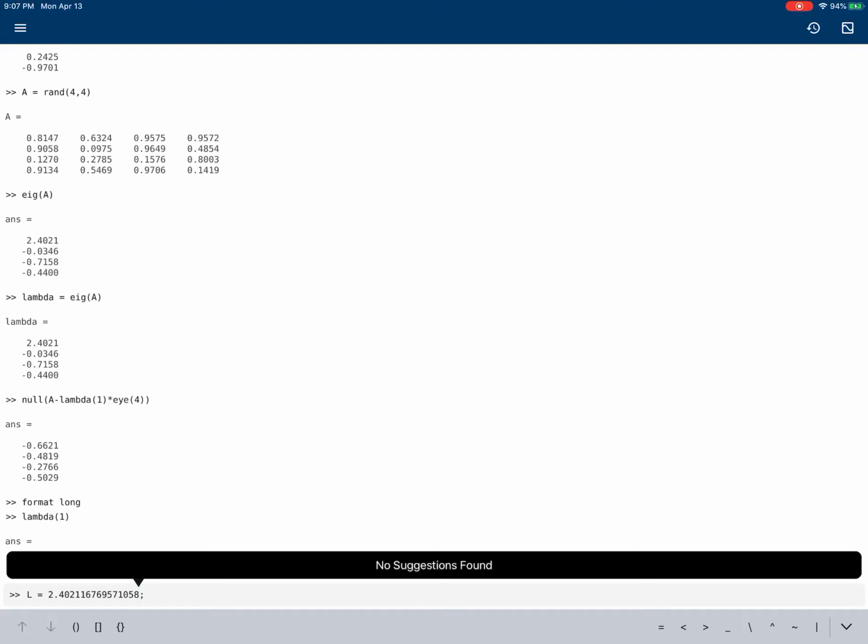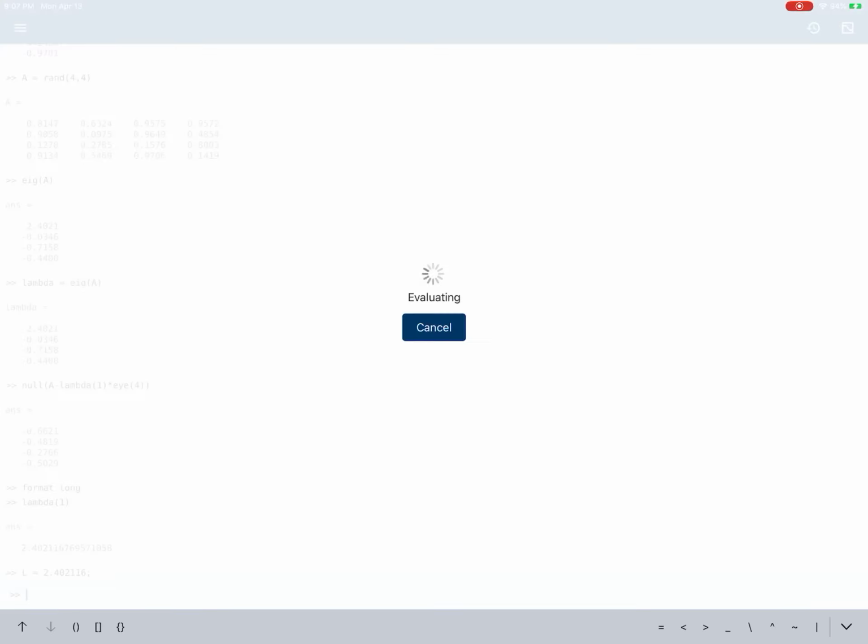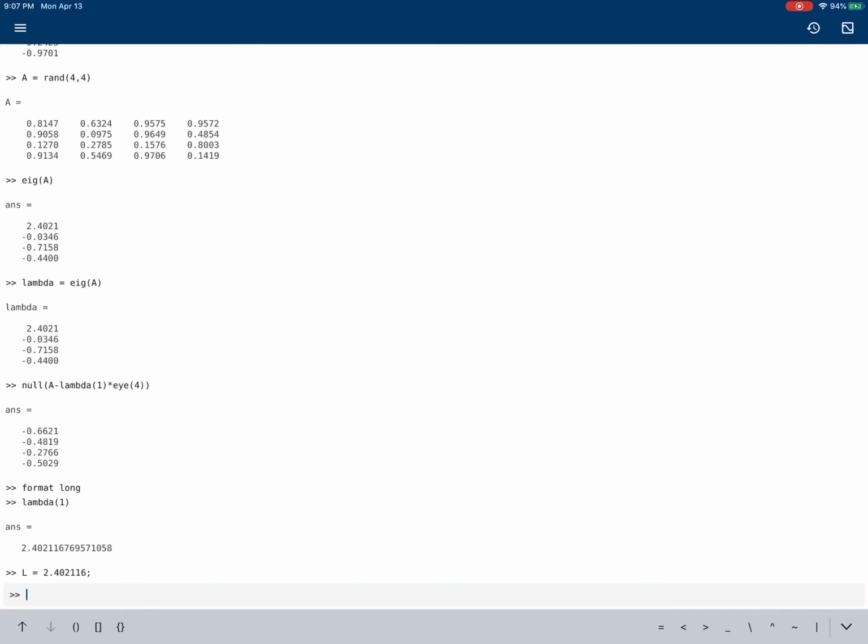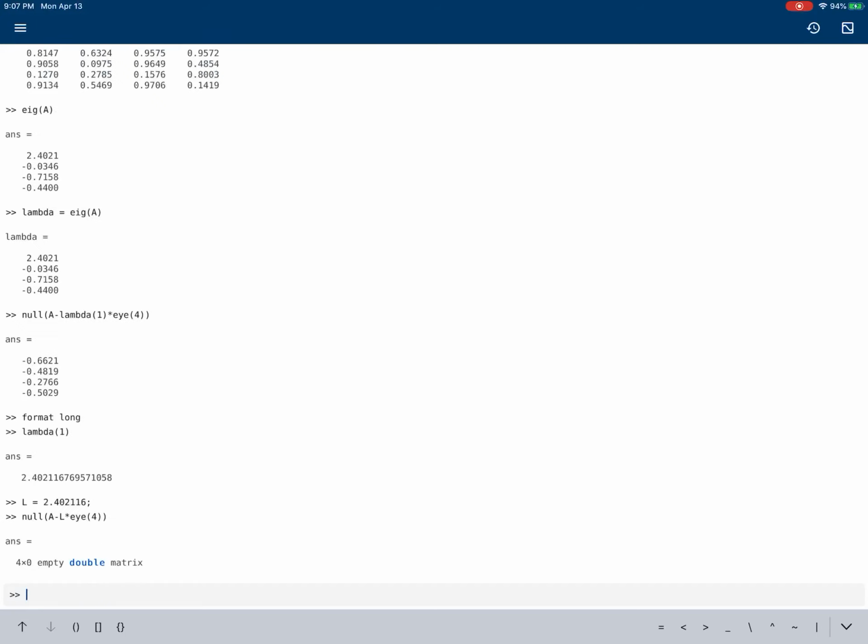So this is the entire eigenvalue. Let me go ahead and shave off a few digits here. So let's go down to 6 digits of precision, and try to compute the null space of A minus L times I, 4x4. It's empty, right? There is a trivial eigenspace, because that's not an eigenvalue. It's an approximation of an eigenvalue.